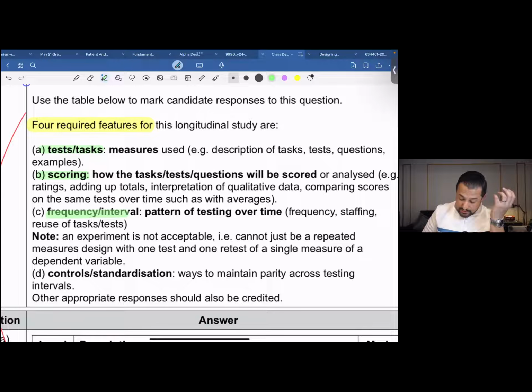Number three, frequency or the interval. Remember, this is longitudinal research. As we speak about longitudinal research, you collect data in intervals, right? For instance, if we're collecting data from individuals from the age 55 to 65, what do you have in your mind? Do you plan on collecting data every 6 months, or every year? Or it could be anything else. Make sure you come up with a concrete plan, right?